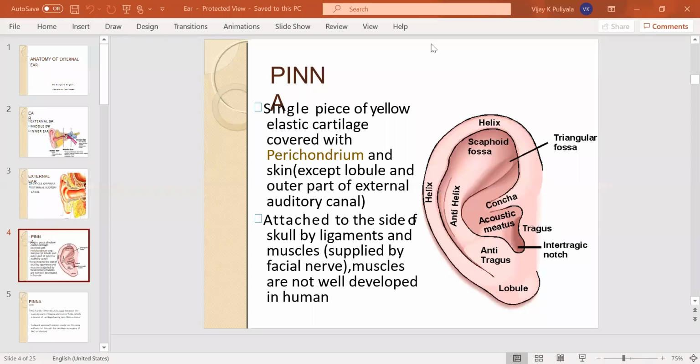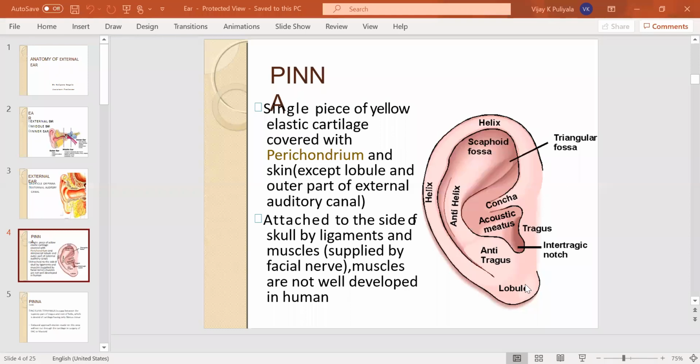So these are the different parts of the auricle. We have the helix and antihelix. Within the antihelix we have the triangular fossa. Between the helix and antihelix we have the scaphoid fossa. Above the crus of helix is the cymba conchae, and the remaining larger part is the beginning of the external acoustic meatus. We have the tragus, antitragus, and the lobule, which is made up of fibrofatty tissue.